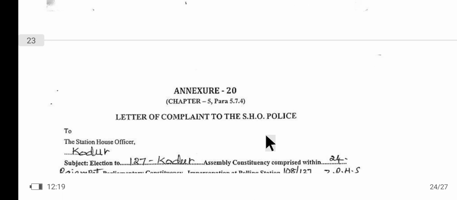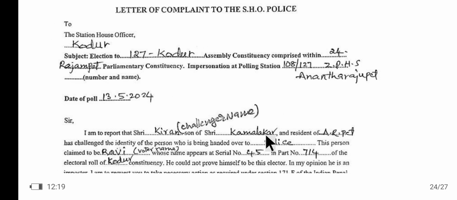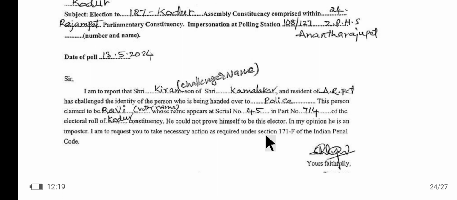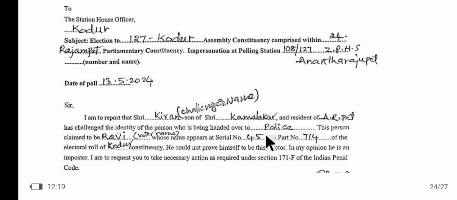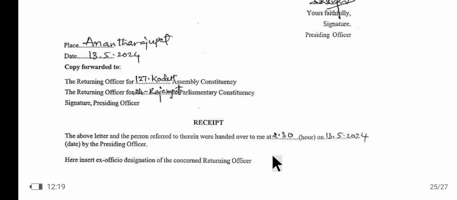Now moving on to Annexure 20, letter of complaint to the station house officer of police. If a challenger wants to exercise their vote, but you challenge the challenger's name, and the person could not prove himself to be an elector in these elections, this is a very rare case, but if that happens, this information has to be filled in. So for impersonation, if the person has not proved himself as an elector, this information should be filled in.